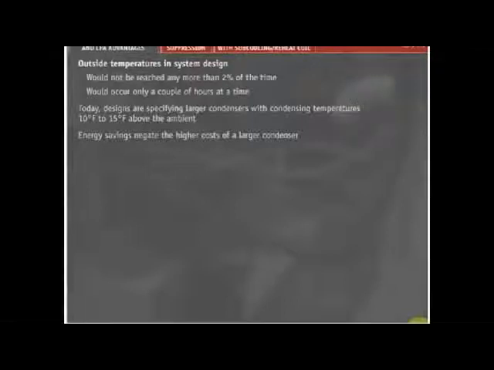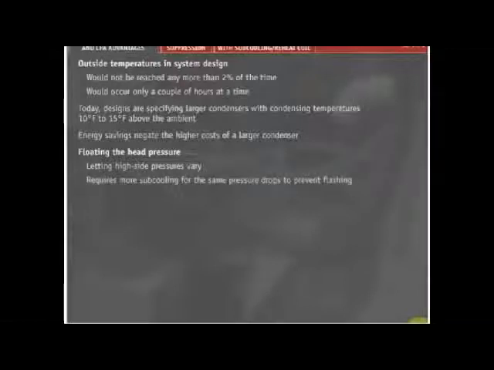Another term for attaining the lowest possible high side pressure is floating the head pressure. This involves letting high side pressures vary depending on outdoor ambient conditions. However, if one tries to float the head pressure with the ambient, the lower head pressures common in low temperature systems will require more subcooling for the same pressure drops in the liquid line in order to prevent flashing. This phenomenon happens because the refrigerant pressure temperature graph is non-linear.